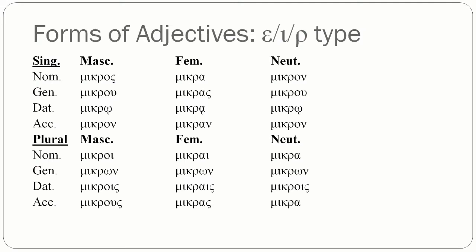In the plurals, these are your standard plural endings for the first declension. The plural endings will not change for the feminine. Mikrai, nominative plural. Mikrōn, genitive plural. Again, always omega nu. Dative plural, mikrais. And accusative plural, mikras. All right, that is your first subtype of these adjectives, the epsilon iota rho type. Again, the only time that comes into play is the feminine singular.